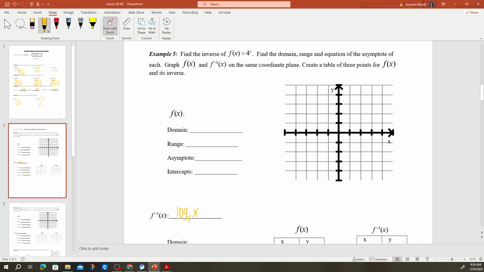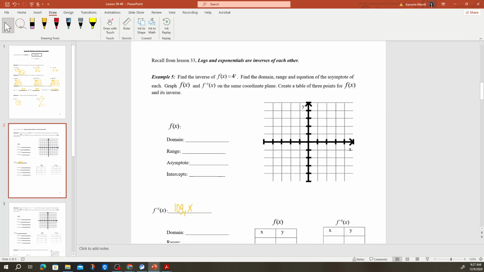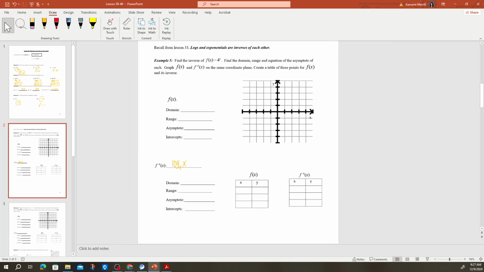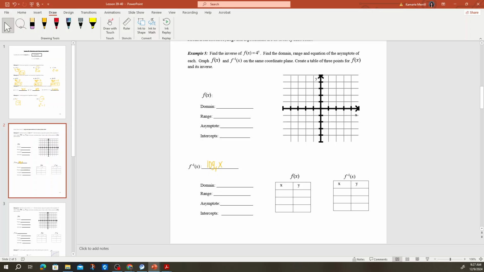So let's recall the graph and what it looks like, and how everything about logs and exponents are just inverses of each other. We're going to find the domain, the range, the equations of the different asymptotes, and create some tables with the way the graphs look. I'm going to zoom and make it look small so we can do this together. Let's go through the f of x first, and let's state the domain.